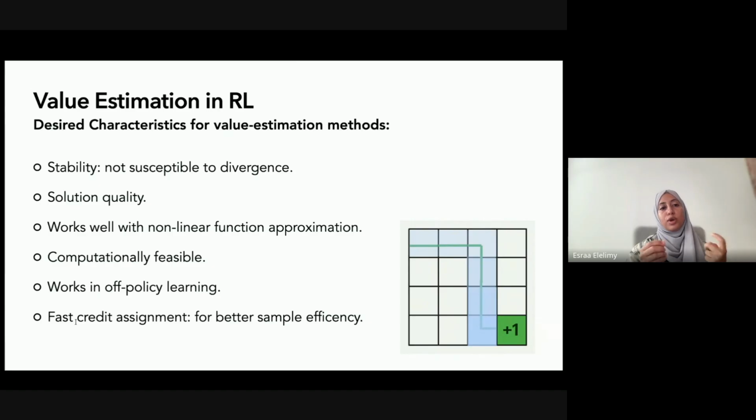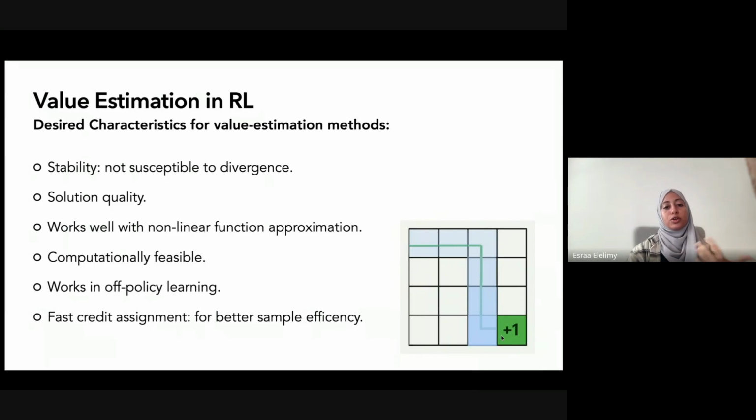And this is what I refer to as slow credit assignment, because it took you a while to propagate that +1 back along that trajectory. A fast credit assignment method will update the value of the states across the whole trajectory the first time you see the +1.